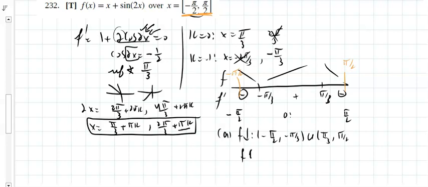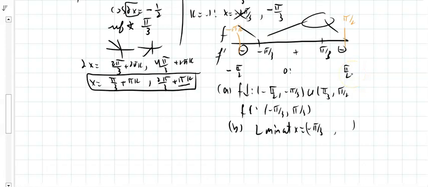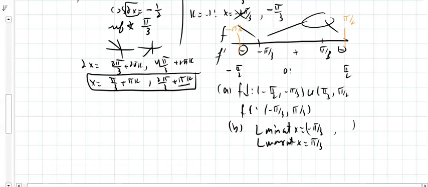We know that f is increasing from negative pi over 3 to pi over 3. Part B, we know we have a local minimum at x equals negative pi over 3. Again, I could make that a point, plug it in. And we have a local maximum at x equals pi over 3. So that takes care of the first derivative test.